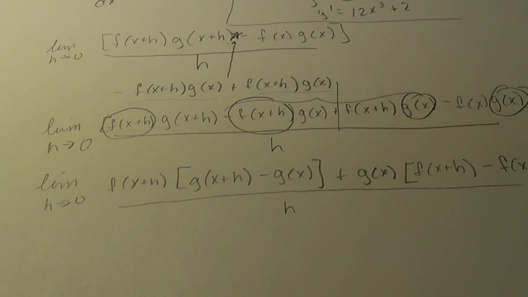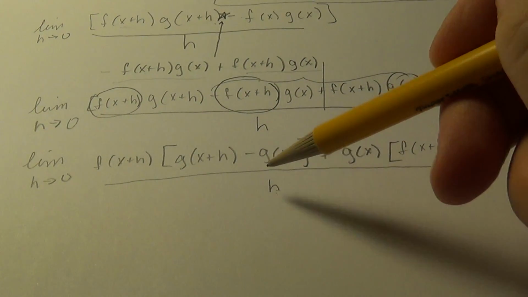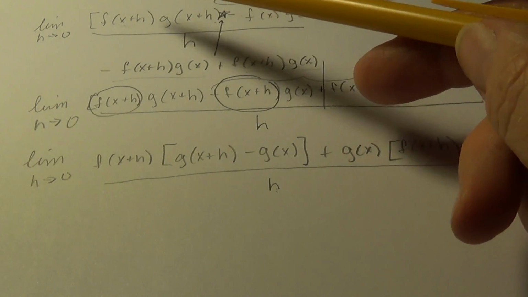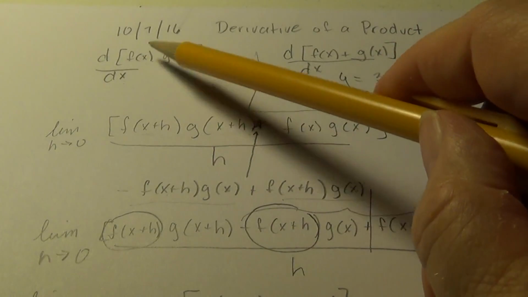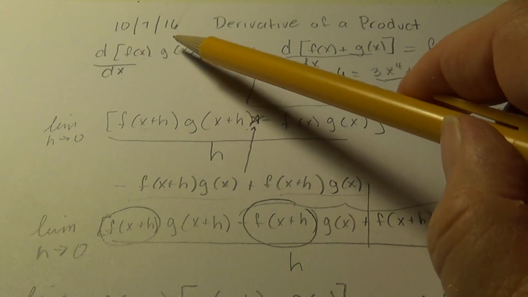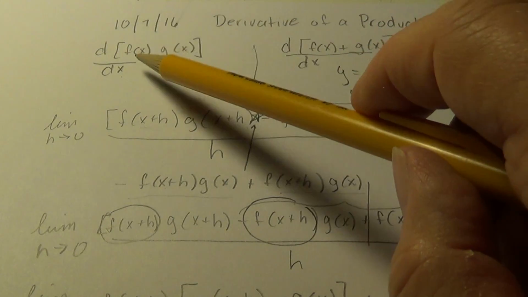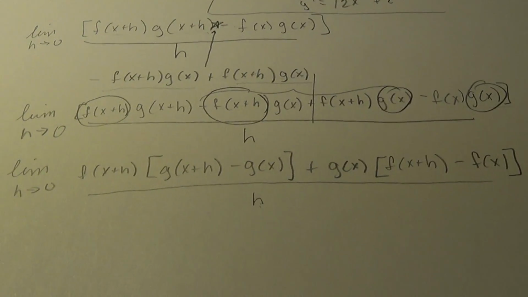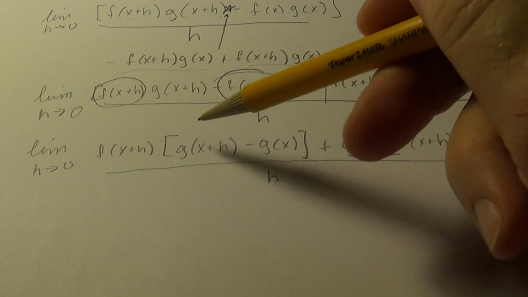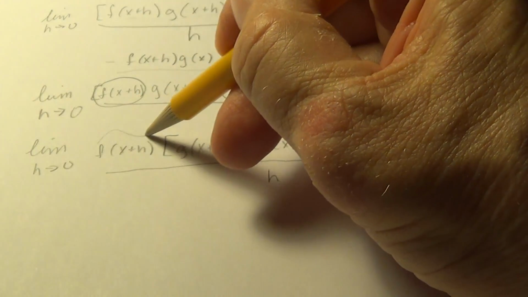So I'm going to take this h and it can be divided. We don't know what the derivative of a product is. But we have learned that the limit of a product is the product of the limits. So now that we're using limits, we can break this up into separate limits because this is a product.